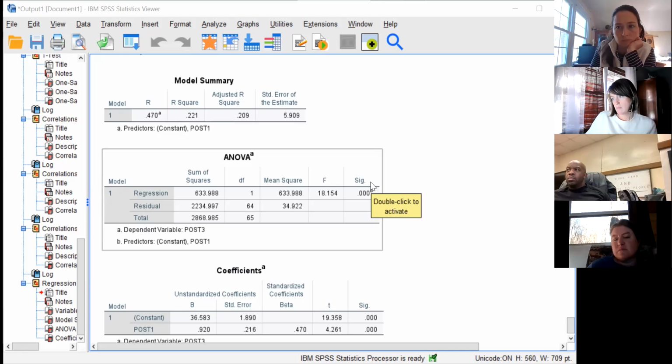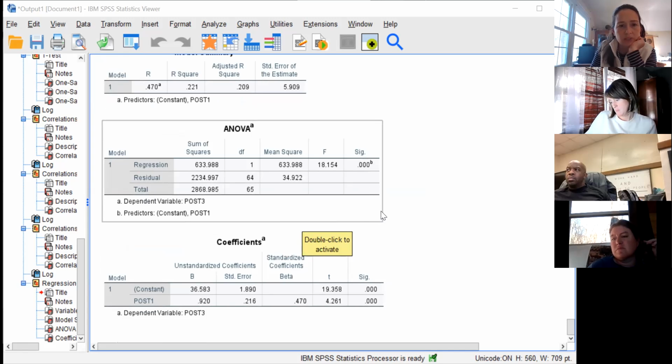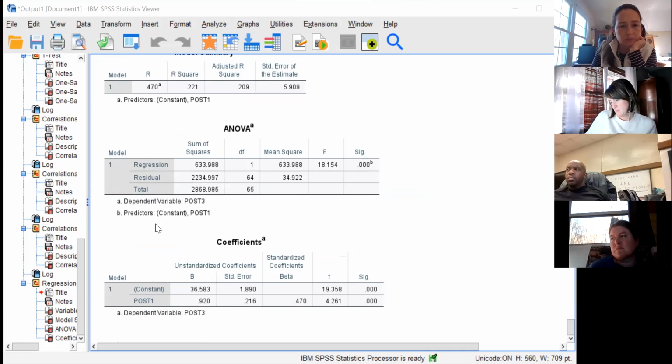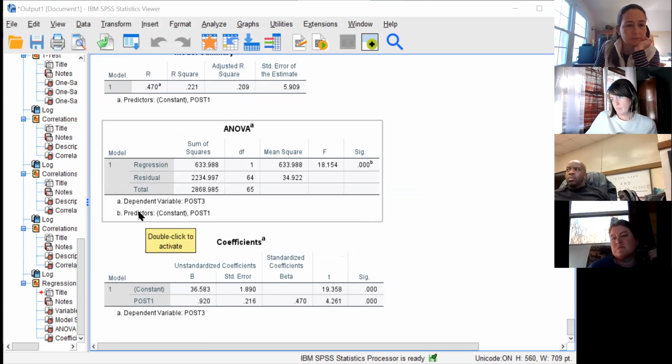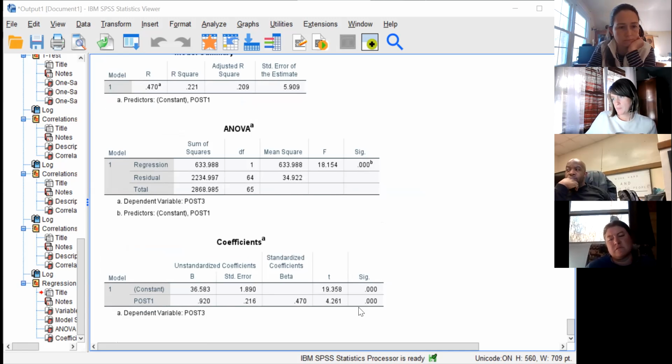0.000. And down here, what is that little symbol next to the 000? It's just saying that's the predictor. Oh, okay. Yeah. Gotcha. And the dependent variable is post three. So we're using post one to predict post three. And then the coefficients are down here.